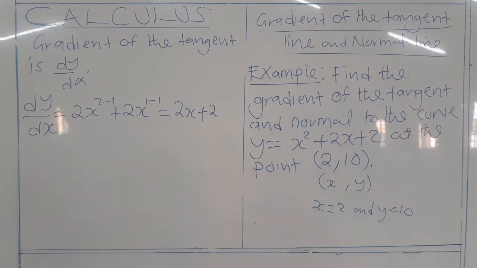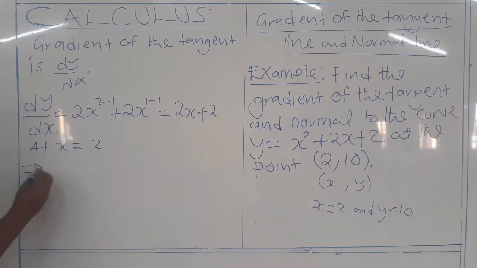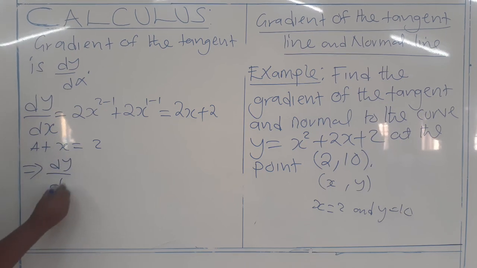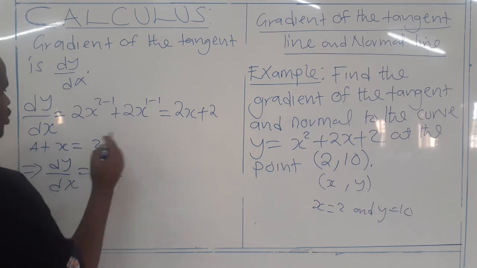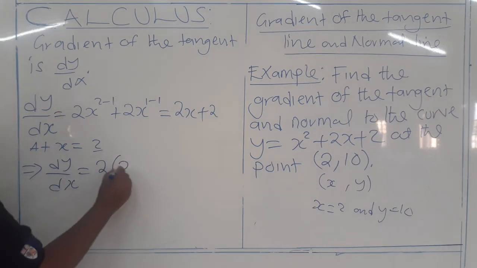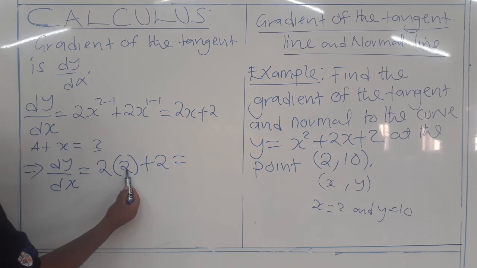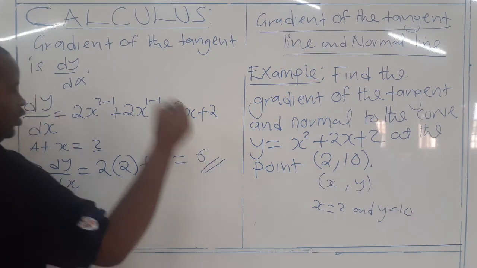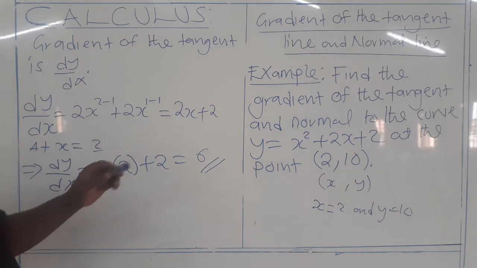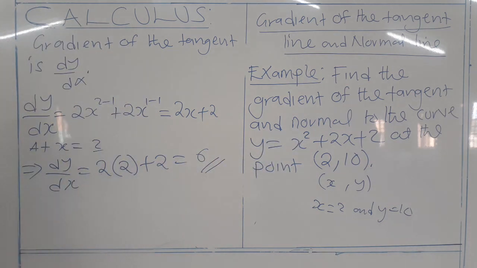But now we want to find dy/dx at x is equal to 2. This implies that dy/dx is equal to 2 open bracket, where there's x, we put 2, close, plus 2. So 2 by 2 is 4, 4 plus 2 you get 6. So the gradient of the tangent of this curve is 6. Are we together?